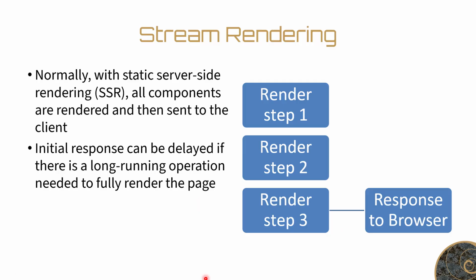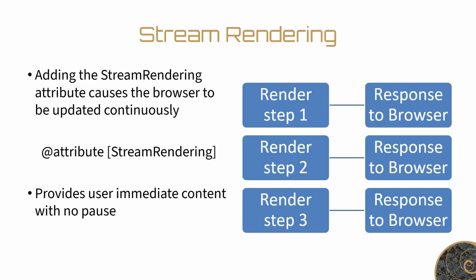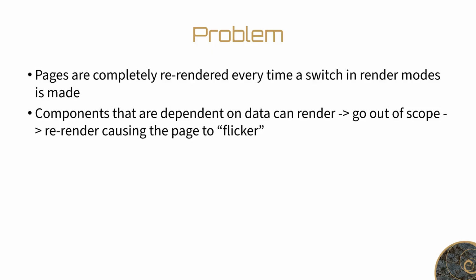You can set stream rendering by adding the StreamRendering attribute to your page or your Blazor component. And every step along the way, a response will be sent to the browser. So this will be streamed as it's being built. This can be helpful to get a faster response to the browser. And we're going to use it so that we can see the render modes a little bit more clearly.